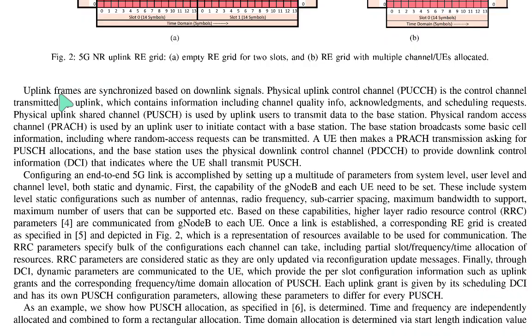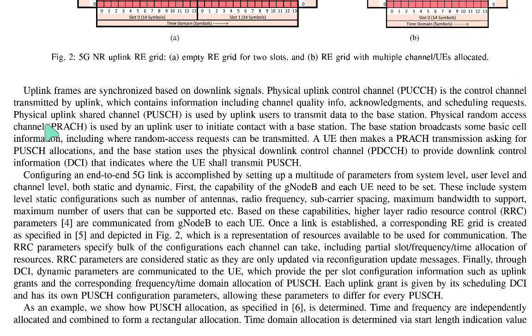So the uplink frames are synchronized based on the downlink signals. The physical uplink control channel, PUCCH, is the control channel transmitted on the uplink, which contains information including channel quality information, acknowledgement, and scheduling request. The physical uplink shared channel, PUSCH, is used by the uplink user to transmit data to the base station.